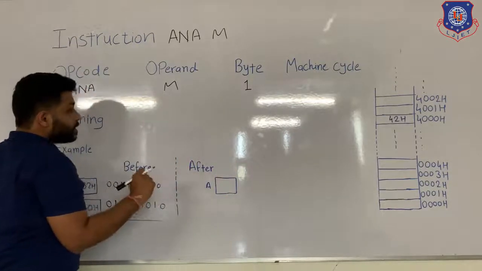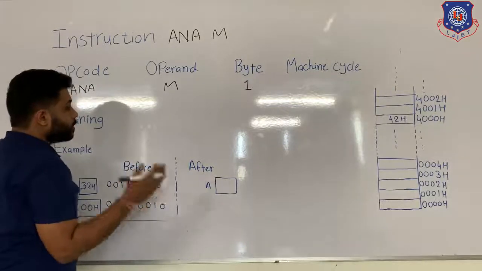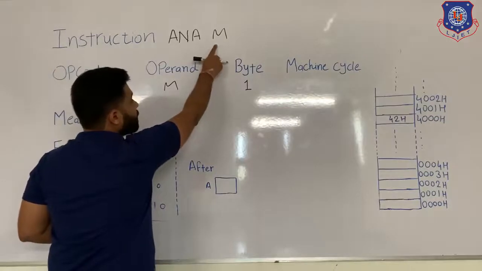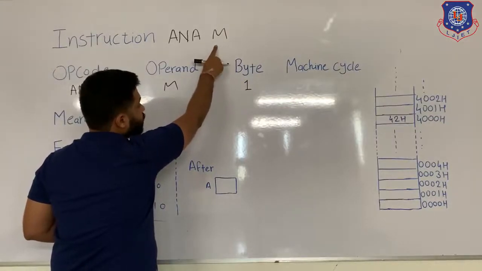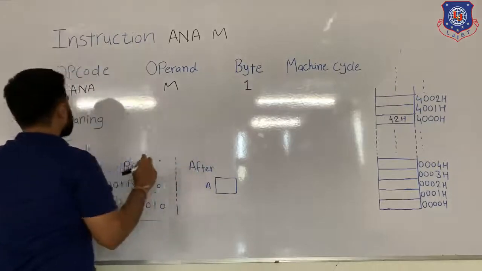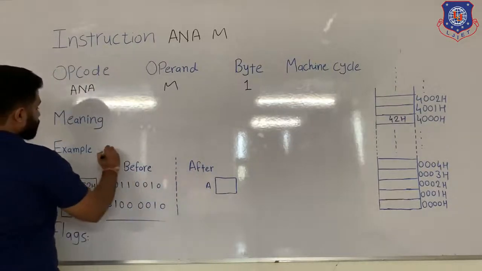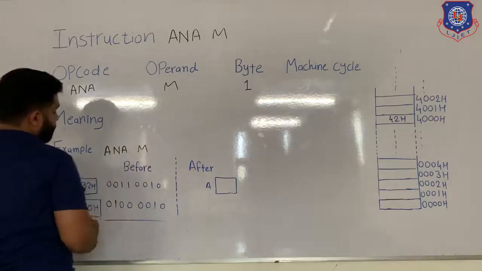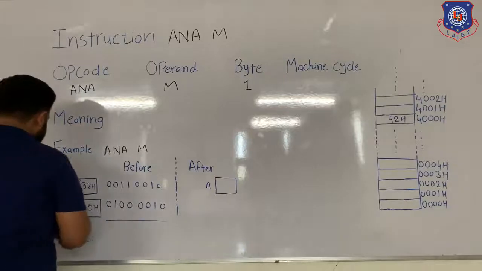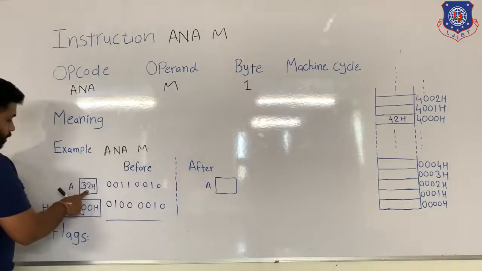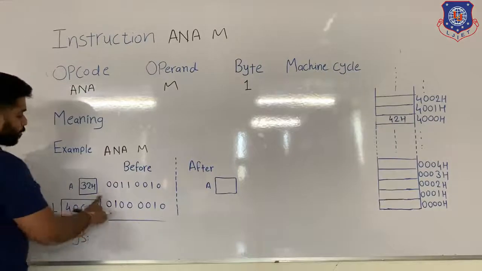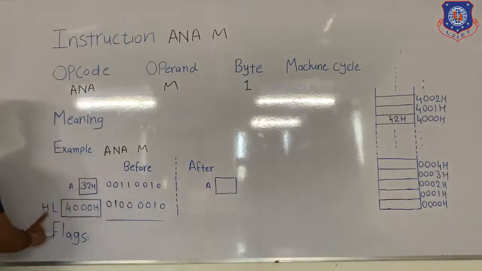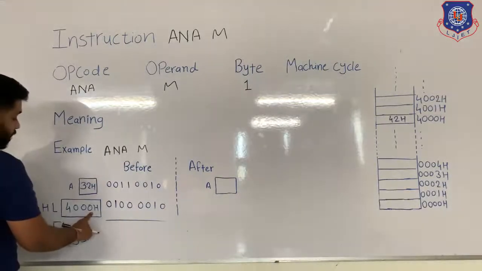But the question still remains, which memory location? Whenever M is specified in the instruction, it means the memory location specified in the HL pair. Okay, so let's see one example. Suppose the instruction is ANA M. Before the execution, you can see that the content of the accumulator is 32H. It is in hexadecimal, converted into binary. Before the execution, you can see that the content of the HL pair is 4000H.